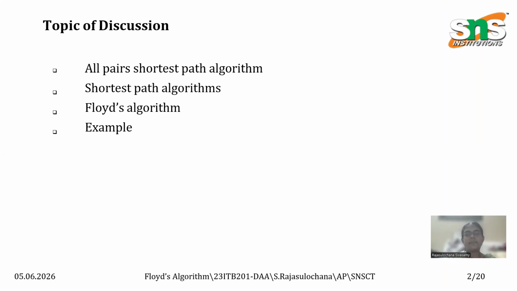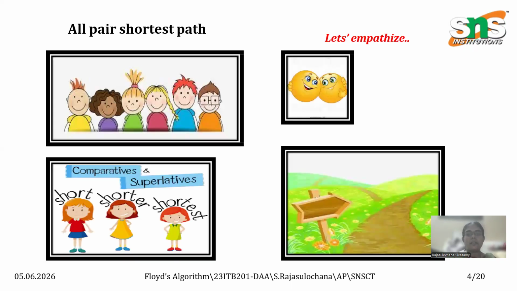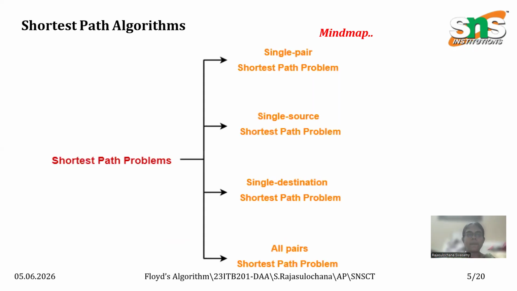Today we will see the all-pair shortest path algorithm. What is the all-pair shortest path algorithm, and what are the various shortest path algorithms available? And under those shortest path algorithms, we are going to discuss Floyd's algorithm. Let us empathize with this problem. Here you want to travel from one place to another. If you want to travel from one place to another, obviously you will try to find the shortest path.